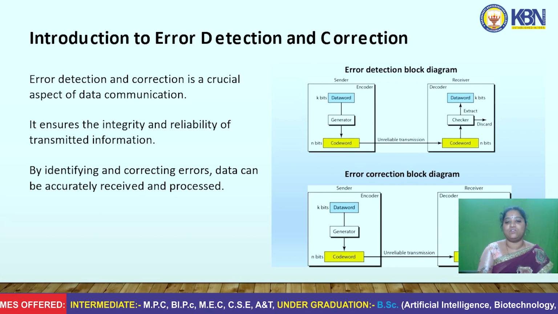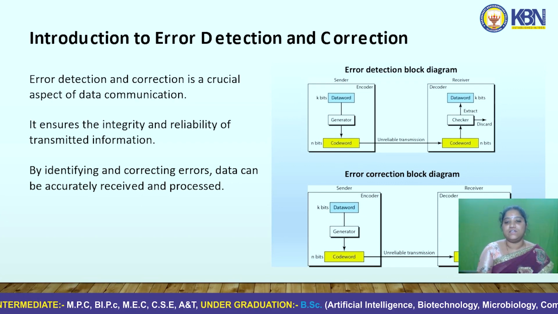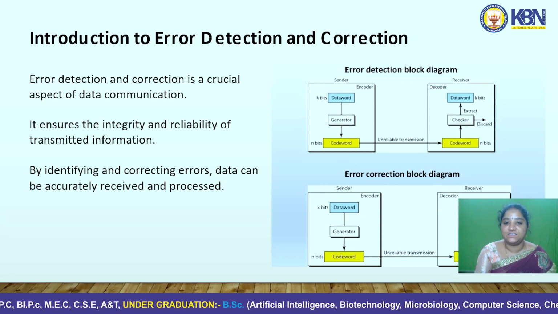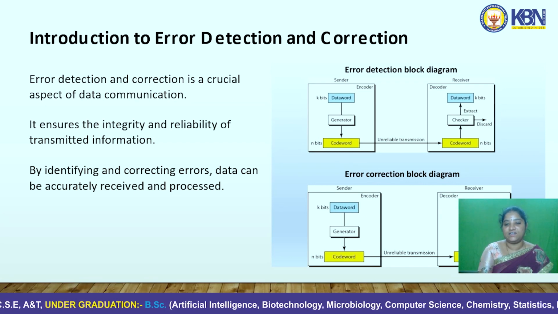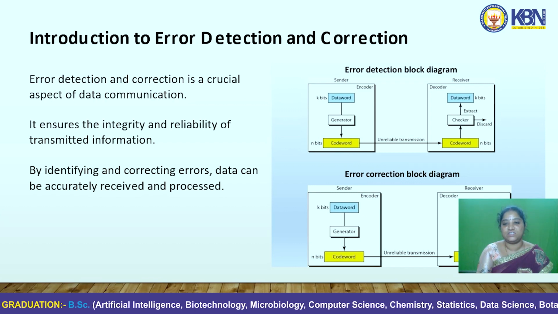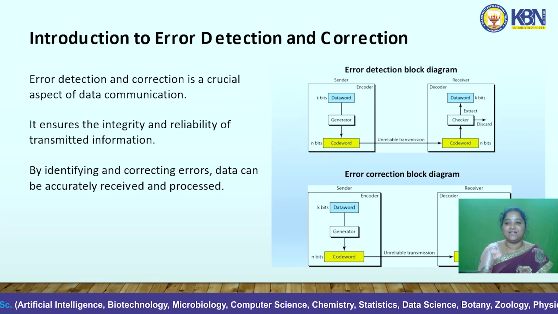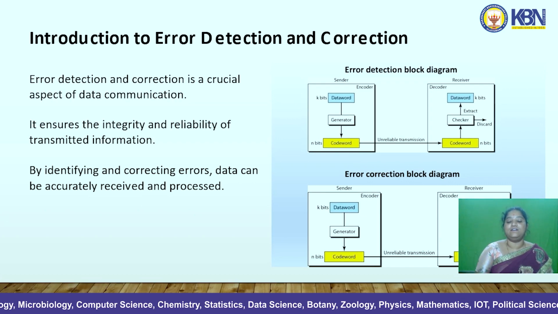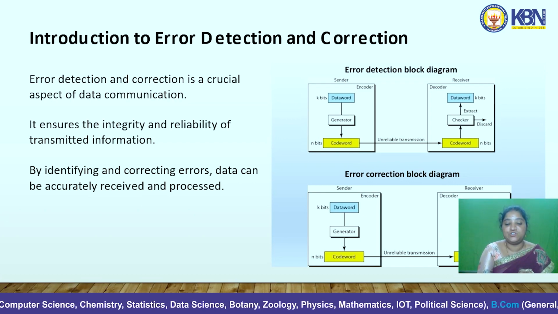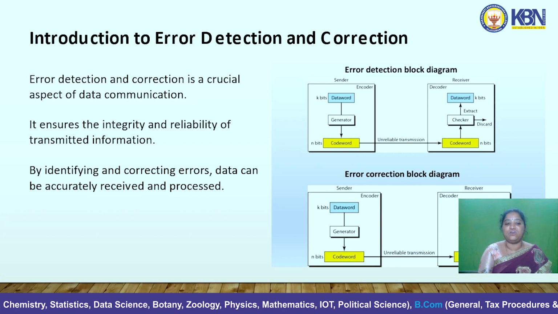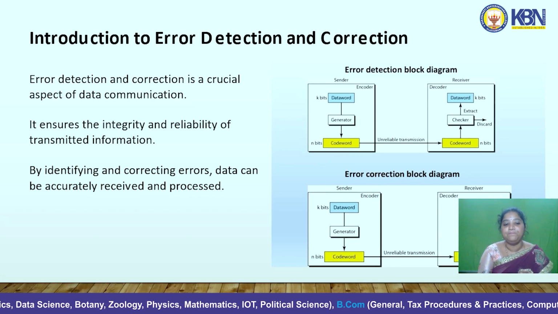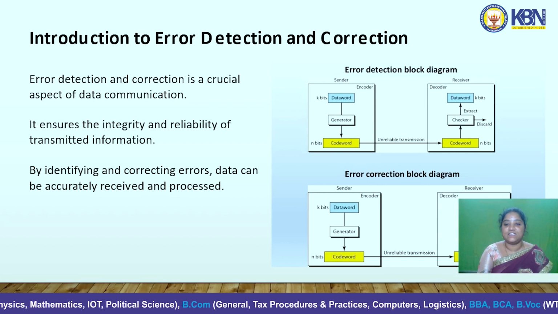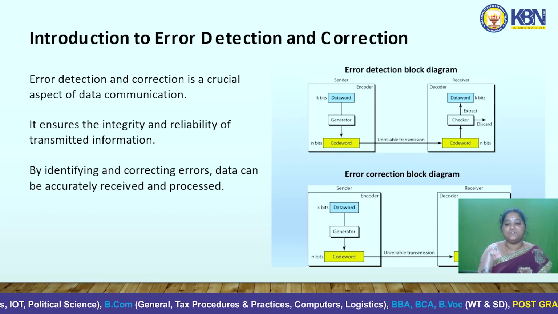Okay, so that's why the data is transferred word by word, that is, as a data word, and we will check the data and send the exact data to the receiver. The receiver takes the data to ensure the integrity and reliability of the transmitted information. So by identifying and correcting these errors, the data can be accurately received and processed.